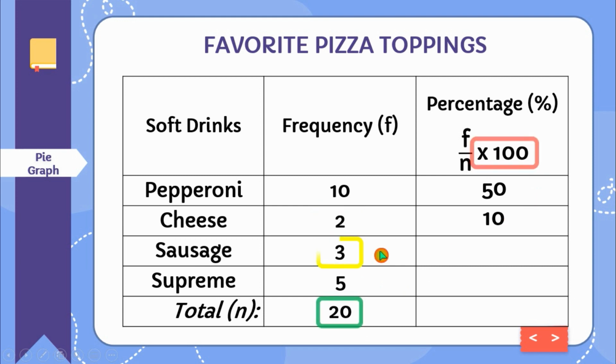Then, we have 3. Yung 3 naman, i-divide natin sa 20. Okay? And that is equal to 0.15. Then, i-times natin sa 100. So, that is equal to 15%. Next, we have the 5. Yung 5 naman, i-divide daw natin siya sa 20. That is equal to 0.25. Then, i-times natin sa 100. And that is equal to 25%. Dapat pag pinag-add natin to lahat, that must be equal to 100%. Now, class, okay lang naman din na yung percentage natin ay naka-decimal.